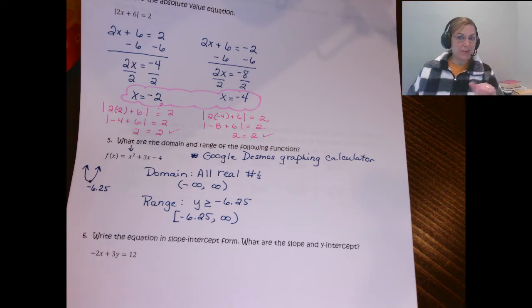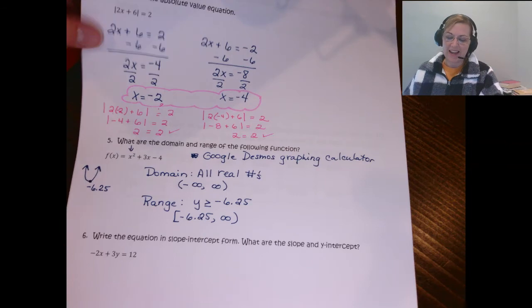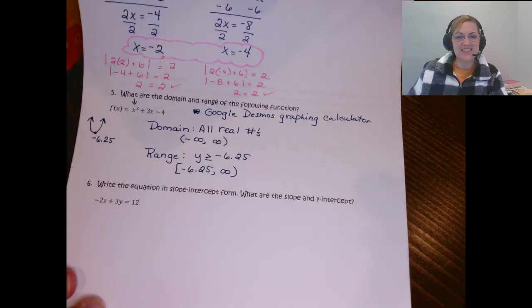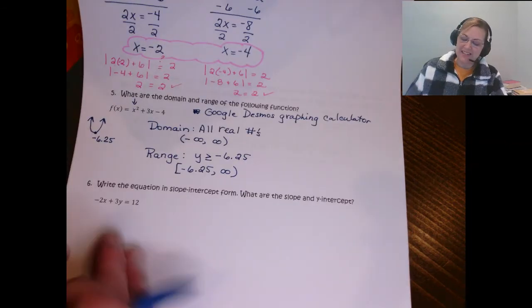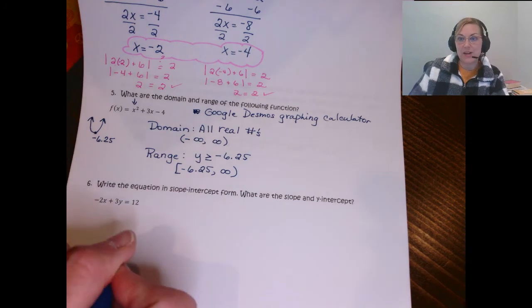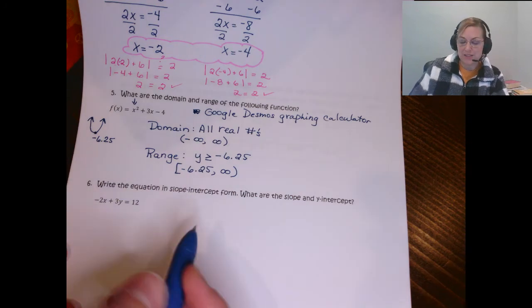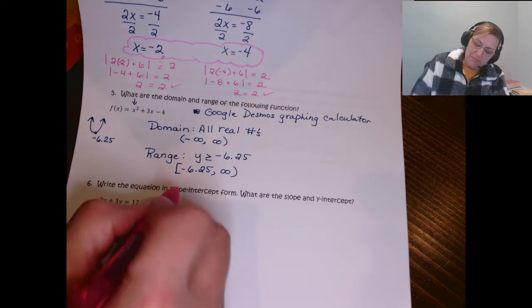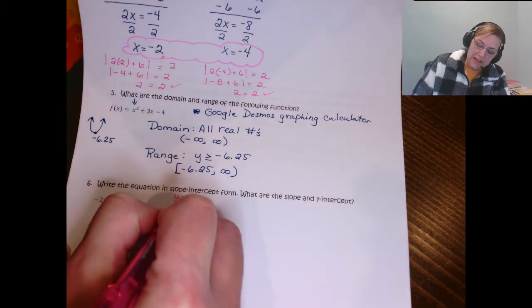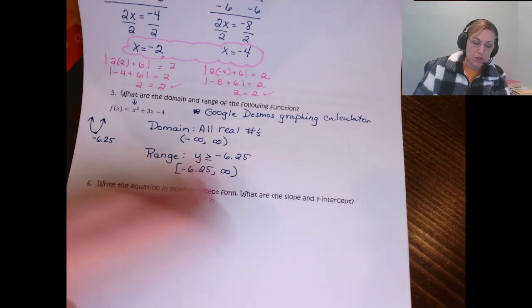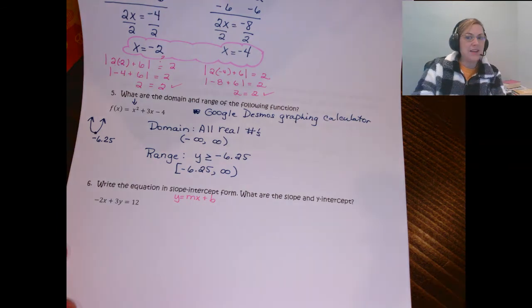All right. So hopefully you've got your Desmos calculator ready and waiting for you when you are taking your test. Let's look at number 6. This one's asking us to write this equation in slope-intercept form. You may remember slope-intercept form looks like y equals mx plus b. So we're trying to get the y by itself.